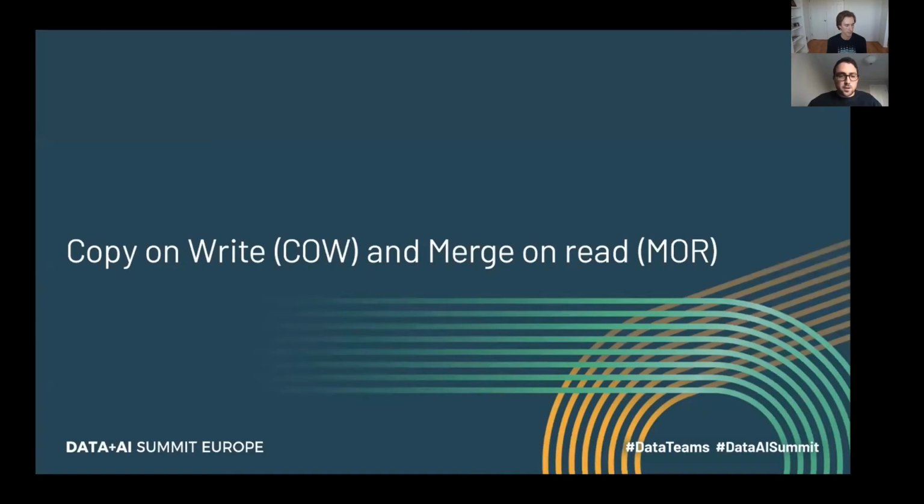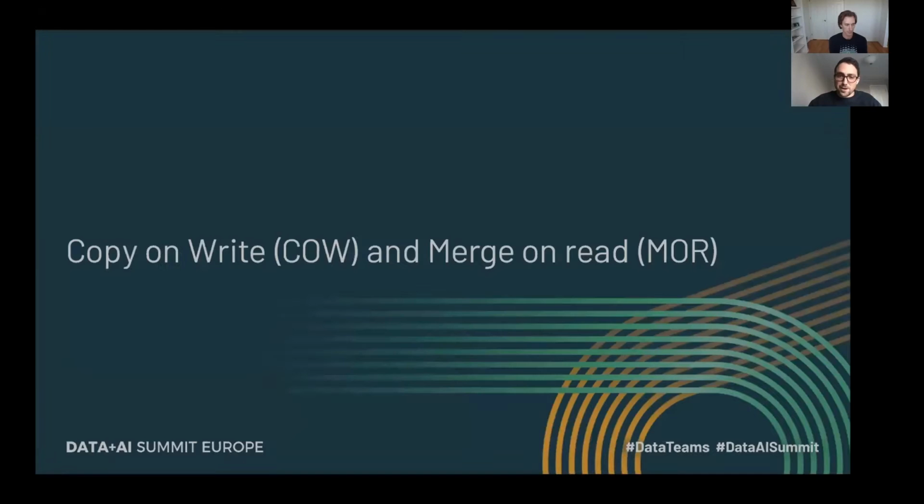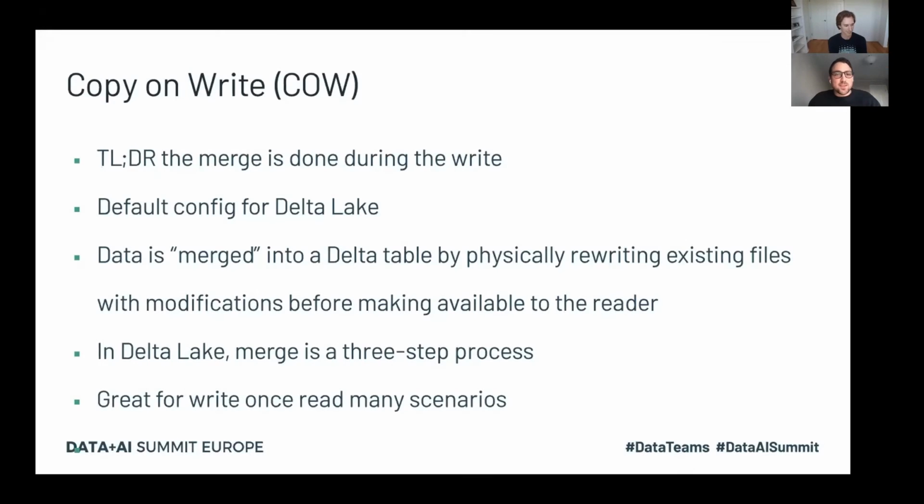All right. So copy on write and merge on read. The short story is merge is done on the write. And what that really means is that when we do a merge operation on Delta, since Delta is based on the Parquet file source, which is an immutable file, what really happens on a merge is we're taking a bunch of files, reading them, rewriting them with some changes, and then marking those files as active. And then at that point, they're available to the reader.